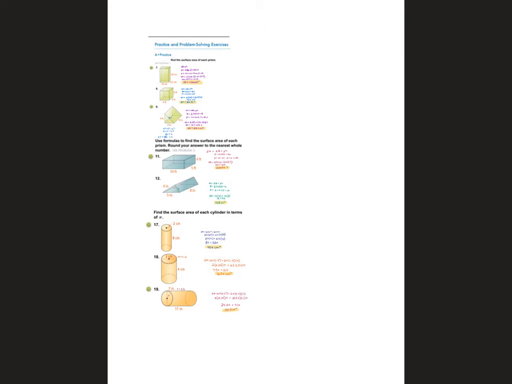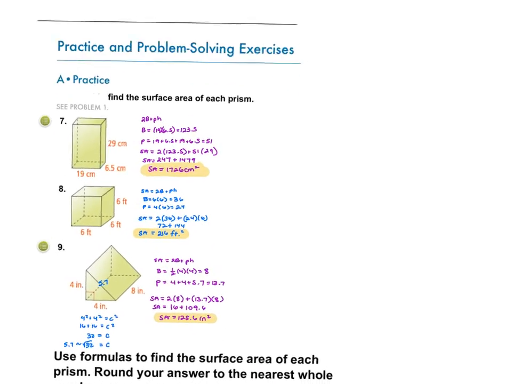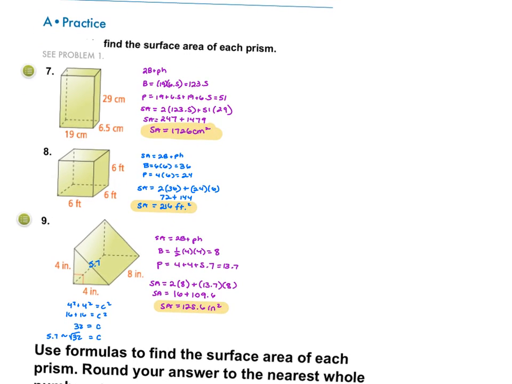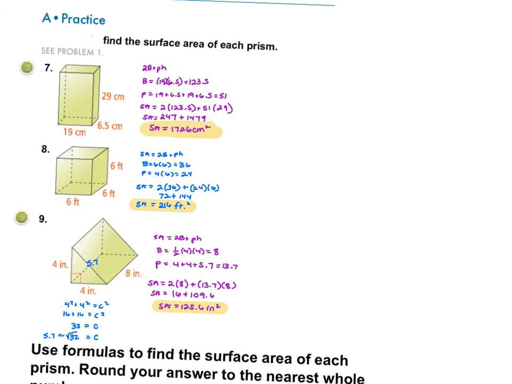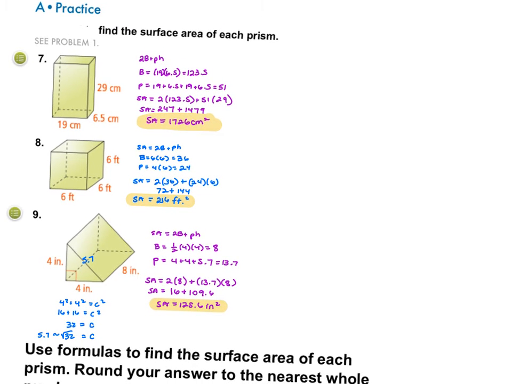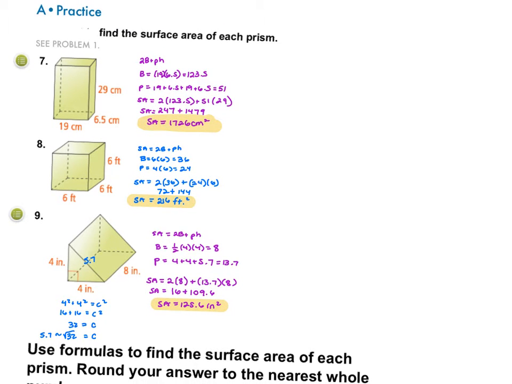Okay, here are the solutions from last night's homework, or from Monday night's homework. So for 7, 8, and 9, it wanted you to find the surface area of the prisms. 7 and 8 are your rectangular prisms. 9 is your right triangular prism.